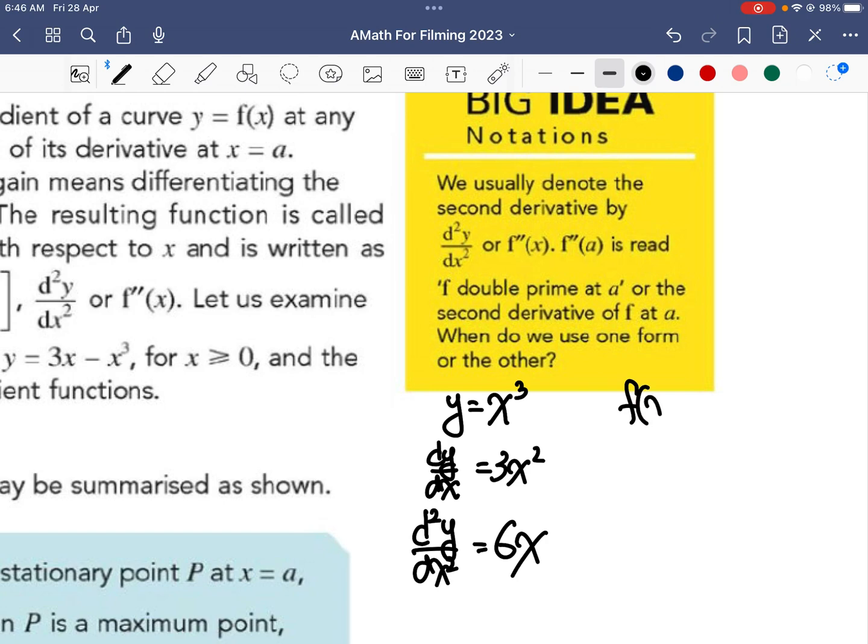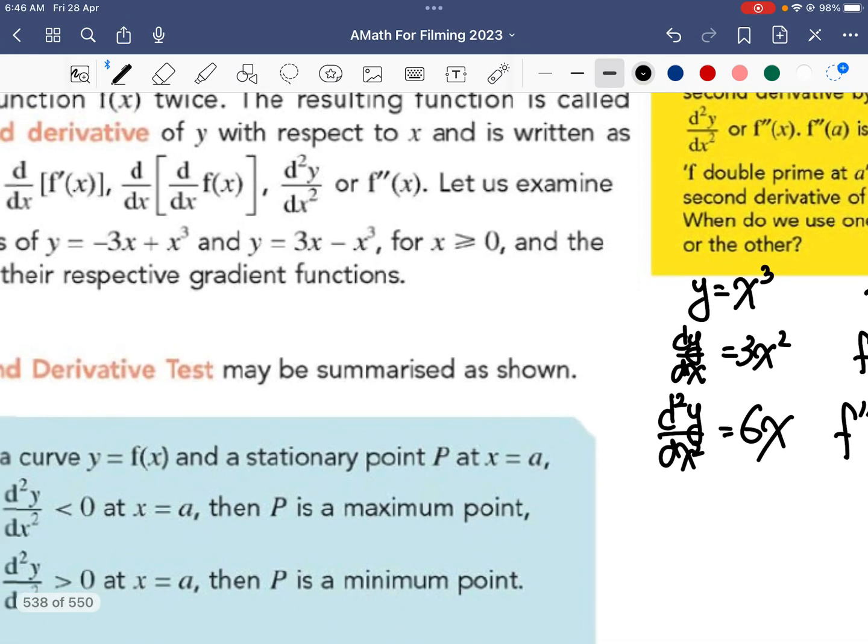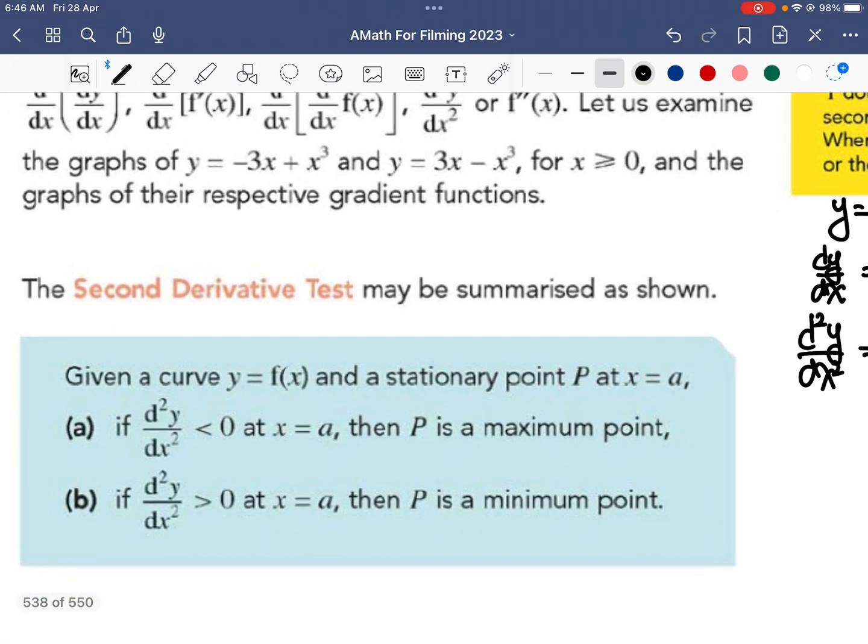Similarly, if we are given the function f of x equals x cubed, for the first derivative you put one dash there, and you get 3x squared. The second derivative notation will be this. You notice that there are two dashes over here, and this will be equal to 6x. Now we are aware of the notation of what we need to write down when we differentiate a function twice. How is this second derivative test actually used?